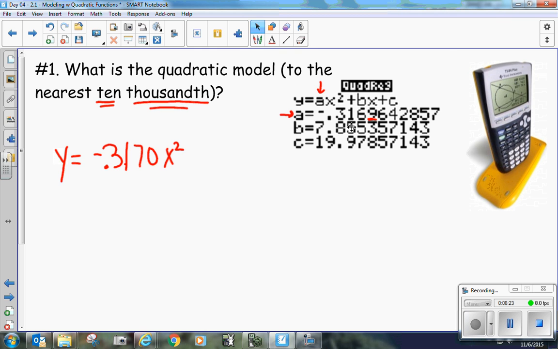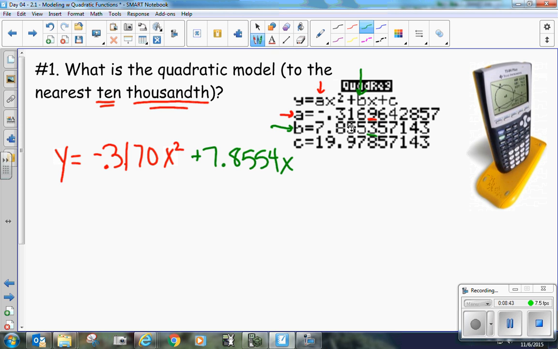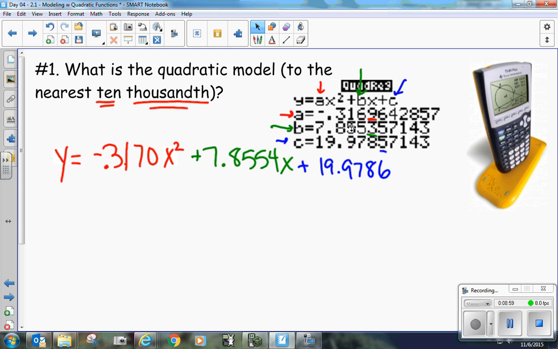Plus my b value next to my x. That's my b value. So plus 7 point what? 8554, because that will round up. 8554x. All right. Last but not least, my c value. There's my c value. Plus 19 point what? 9786. That is our actual regression right there. That's it to the nearest ten-thousandth.